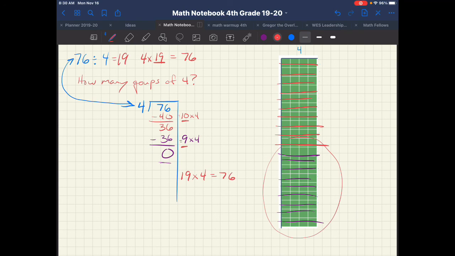And when you see this shape here, usually you put the answer right up there, 19. So there you go. That's how you can use multiplication and subtraction to figure out division problems.